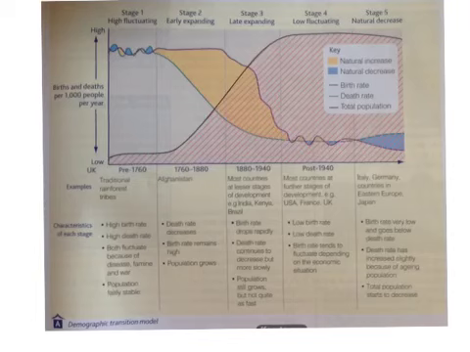Stage 4 is known as low fluctuating. Birth and death rates are both low. As you can see down here, the lines on the graph are close to each other, and birth rate varies according to the economic situation. When the economy is growing and people have jobs and earn a good living, they're more likely to afford children, so they'll allow themselves to have children if they know that they've got the money to look after them. In times of unemployment, though, and low wages, people tend to postpone having a family until times are better and they've got the money for it.